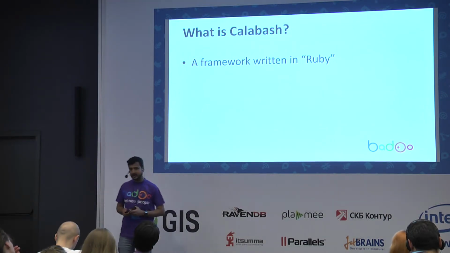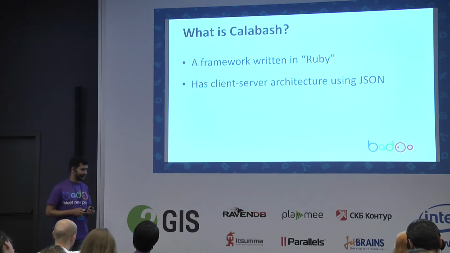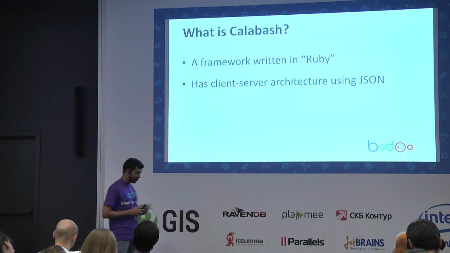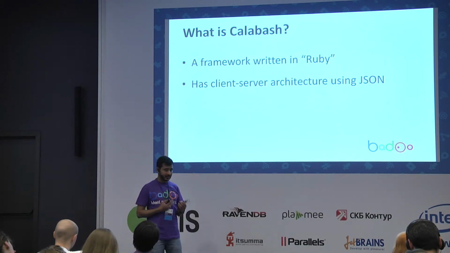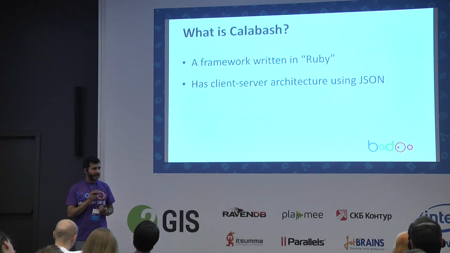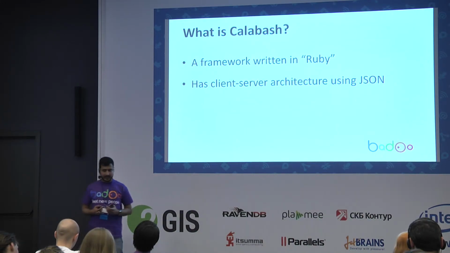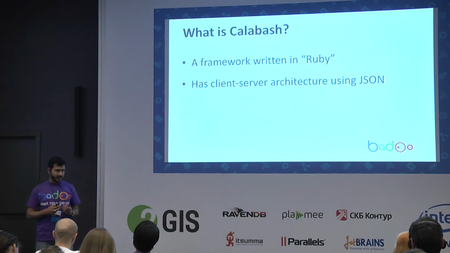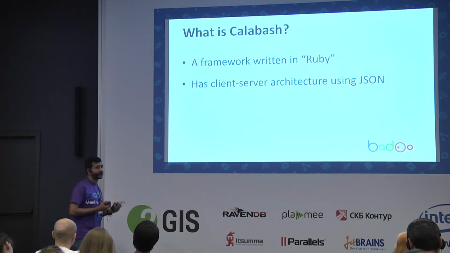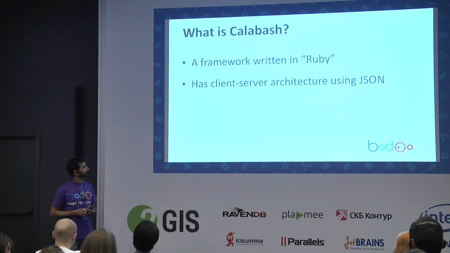What is Calabash? It's a framework written in Ruby, and it has a server-client architecture. For the server, on Android, it's another application which has the framework code embedded into your application, and it is installed along with your application onto the device. This test application installed on your device acts as a server, and you interact with it from your client through code, over HTTP or the JSON protocol.